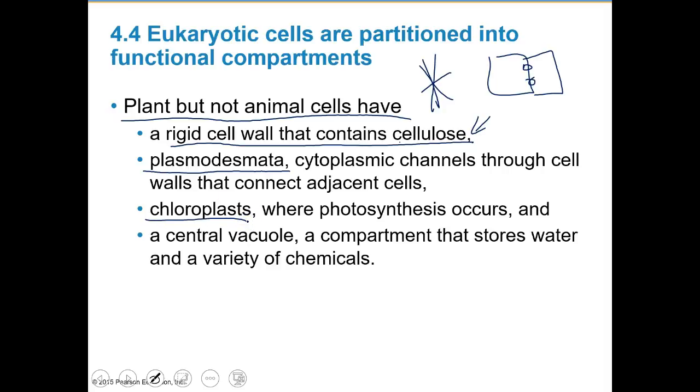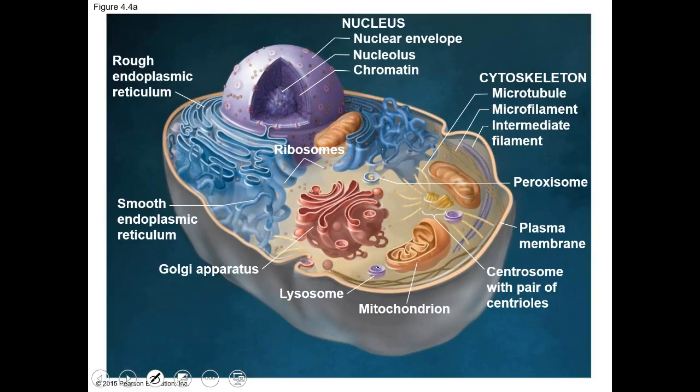Chloroplasts are another one. This is where photosynthesis will occur. And they have this cool thing called a central vacuole, which stores water and a variety of other chemicals. So all of those things are in plants. All right.